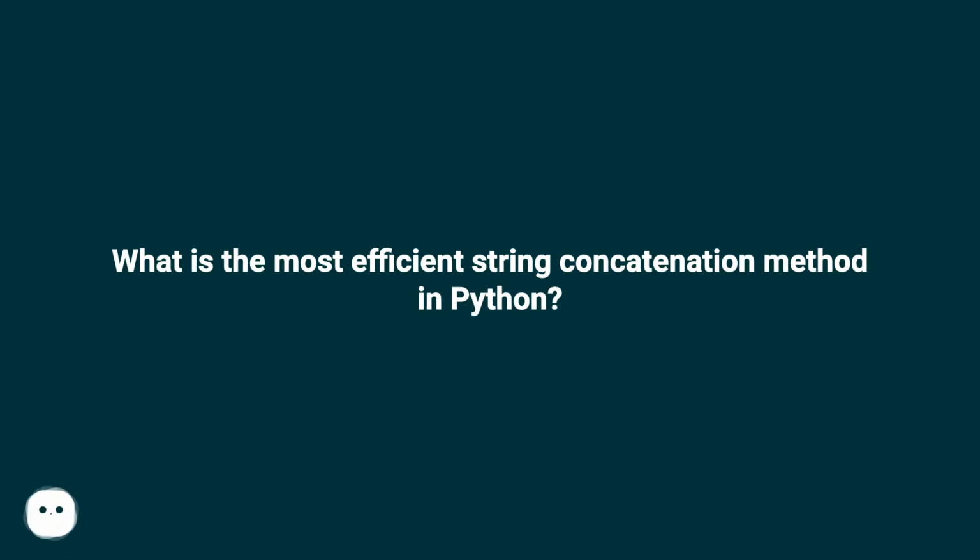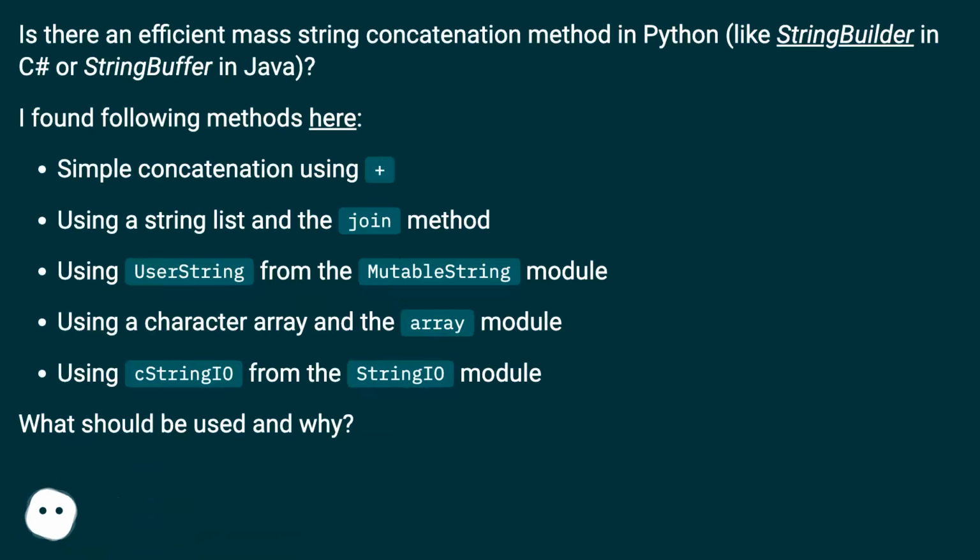What is the most efficient string concatenation method in Python? Is there an efficient mass string concatenation method in Python, like StringBuilder in C# or StringBuffer in Java? I found the following methods here.